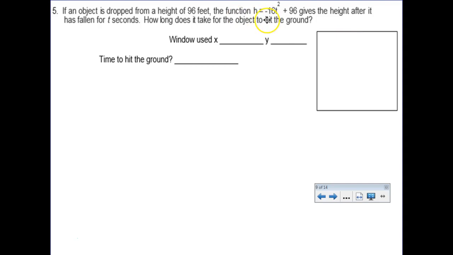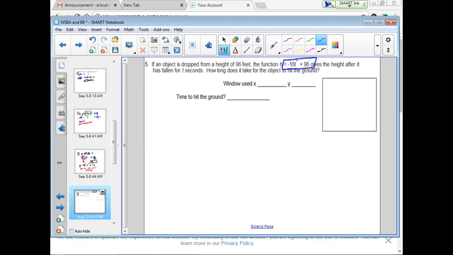And then remember the negative 16 component is the acceleration due to gravity measured in feet per second squared. So you're always going to see that when measured in feet. So what I need you to do is get this function typed into your calculator. But of course we're going to use x instead of t because of the mode we're in.